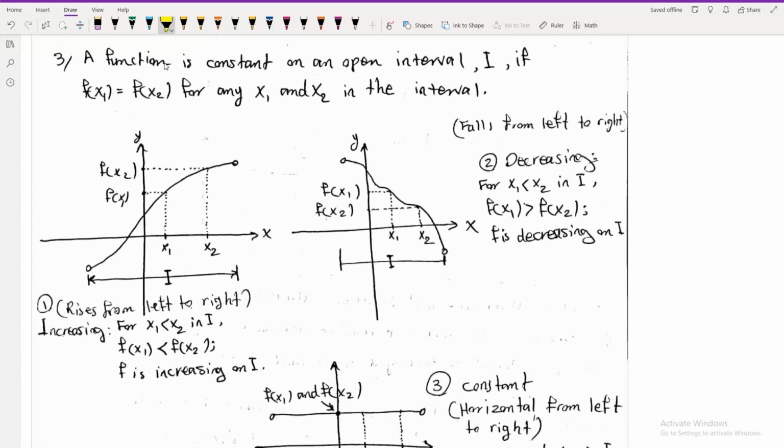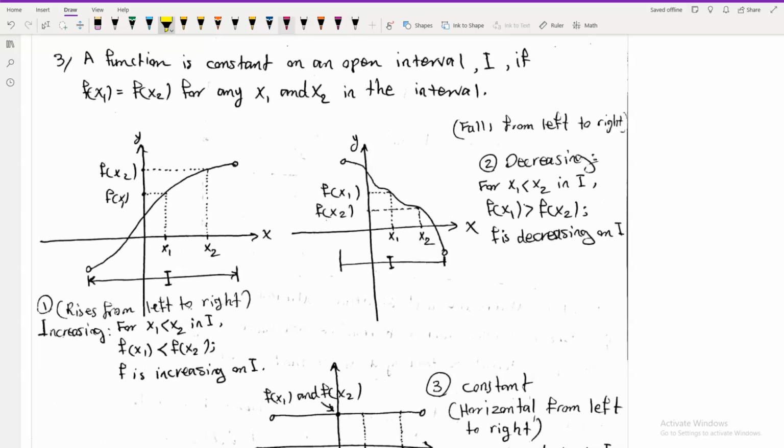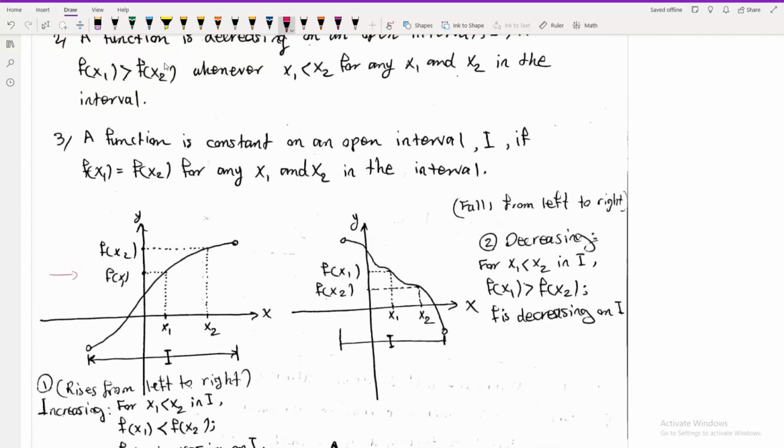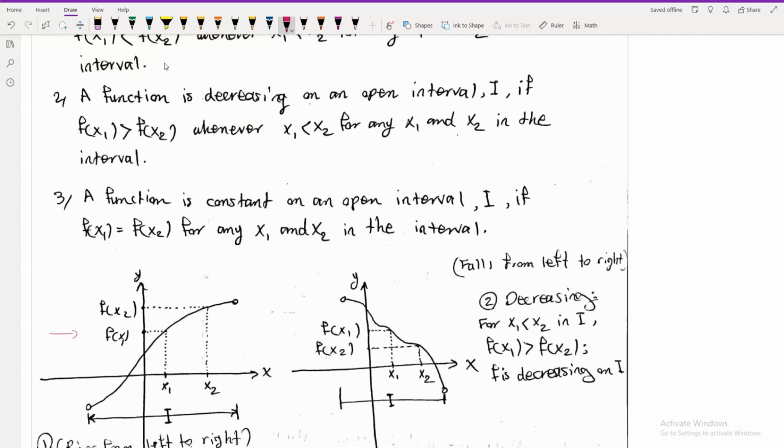So here we have this graph. On this part, from left to right, this graph is increasing, meaning that when x1 is less than x2 in the open interval, f of x1 is less than f of x2. So that means our function is increasing on open interval I.